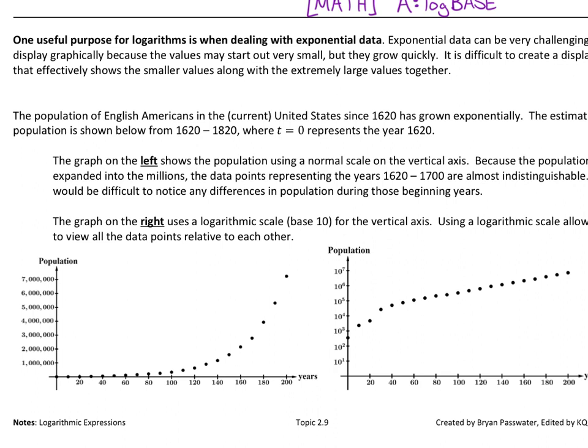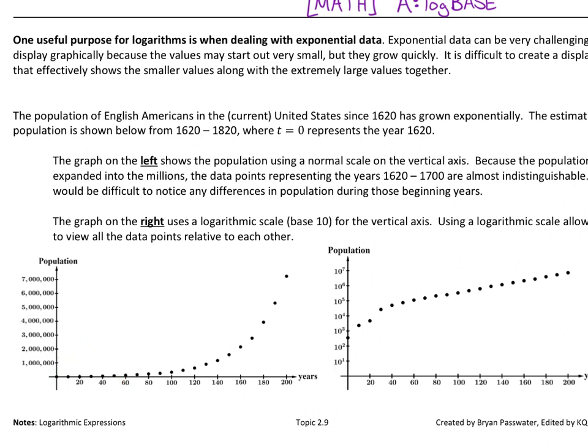So in this example here, this is showing the population of English Americans in the current United States since the year 1620. Obviously, we've grown a lot, but we didn't start at 0 in 1620. There were people living here, but it looks like we're at 0. So this graph shows us just the regular exponential graph where we go from 0 to 7 million in the population. Again, really hard to tell what's happening in these early years.